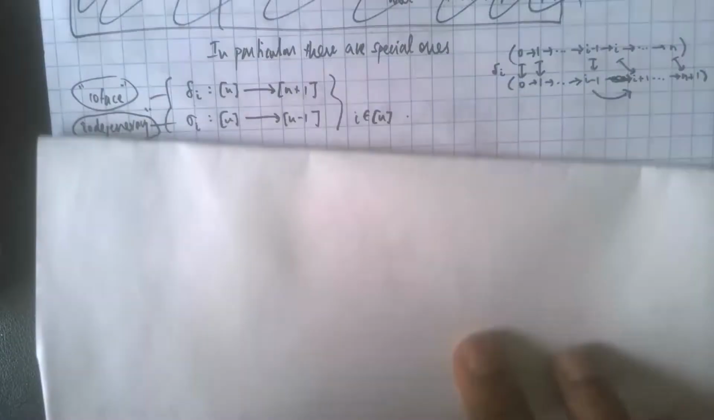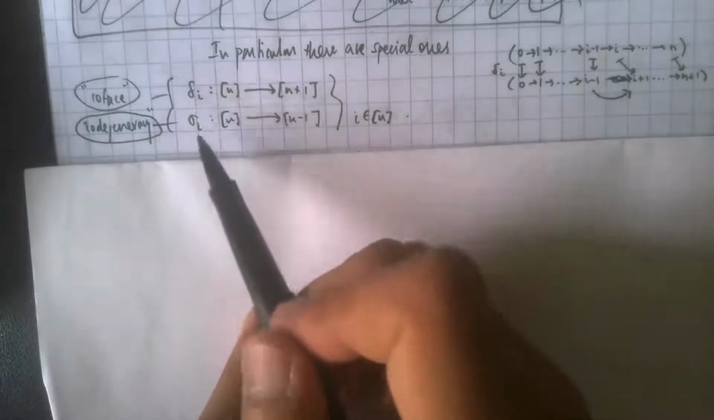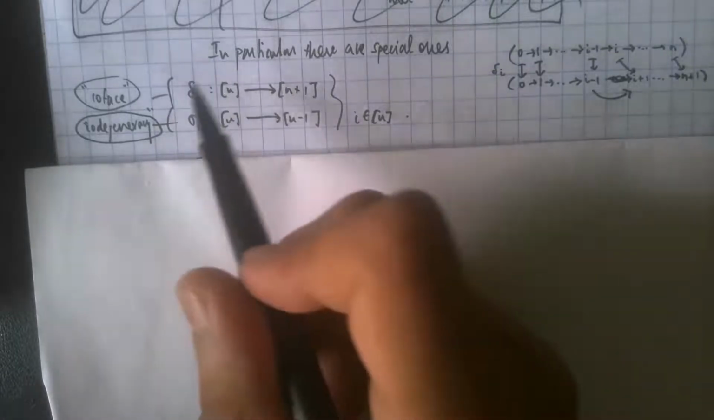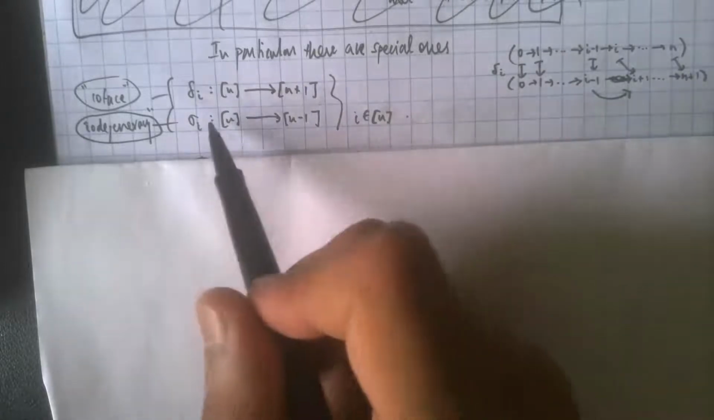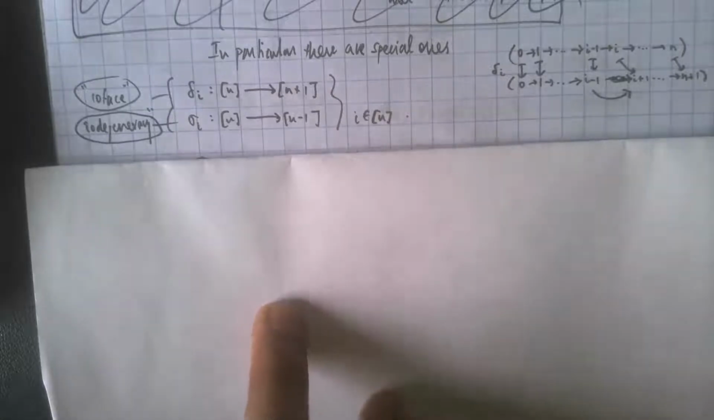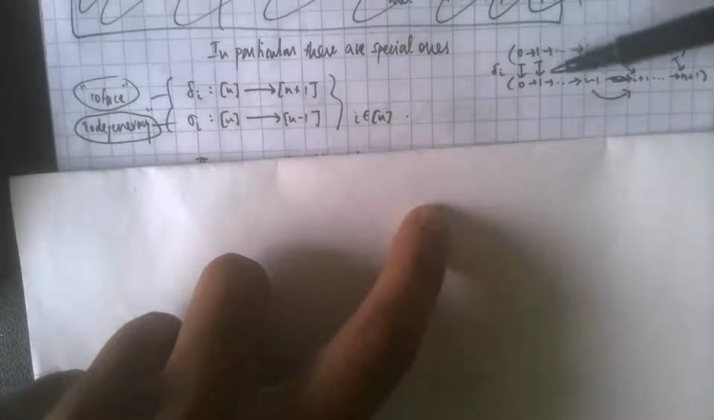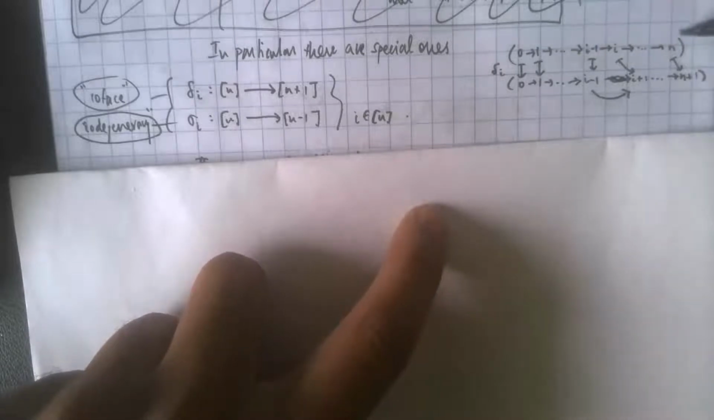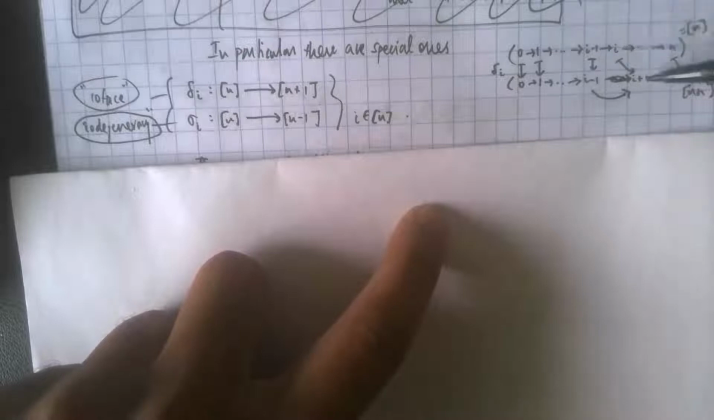In particular, there are special maps called coface and codegeneracy maps, written delta i and sigma i. This guy goes from n to the next highest one, n plus 1, and this guy goes from n to the next lower one, n minus 1. There are cartoons of what these guys do. So delta i, this is n, and this is n plus 1. So delta i maps everything up to i minus 1 to itself, then i it sends to i plus 1, and everything else it shifts up by 1.